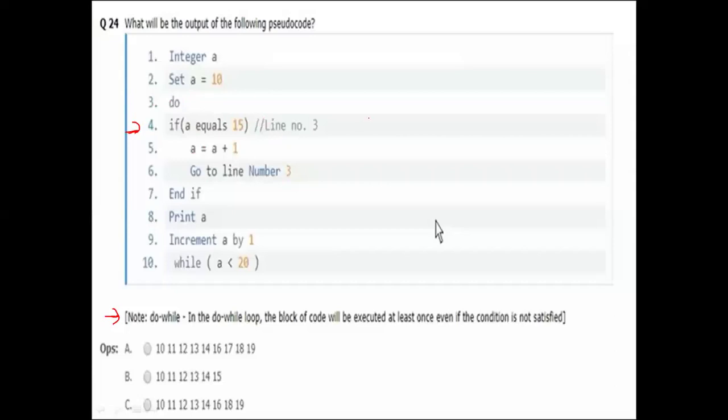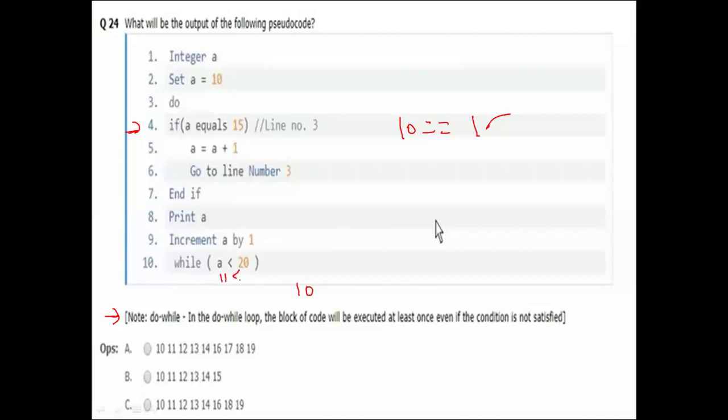Done. A equal to 10. Then we are trying to check, is it equal to 15? No, that's wrong. If the if condition is wrong, then I have to come out and I have to print the value of A. So I will print 10 here. Correct? After printing the 10, it will be incremented by 1. A will become 11.